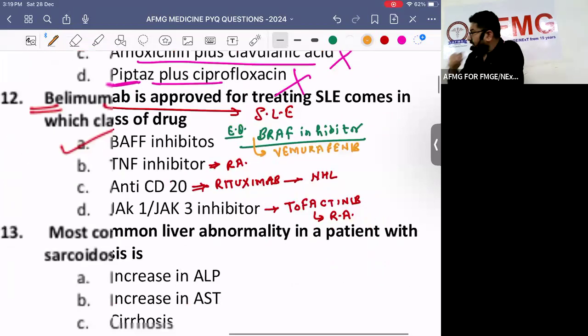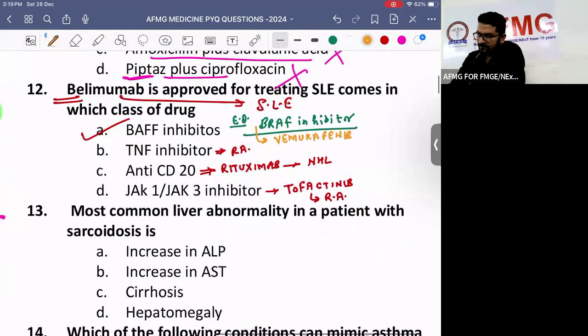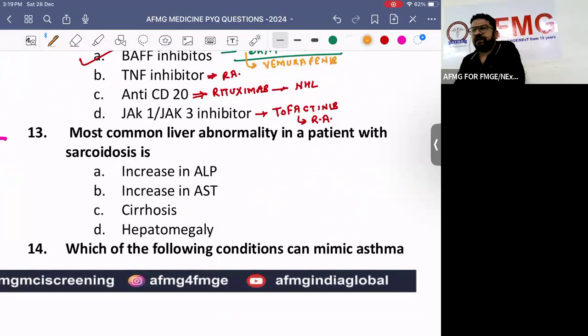So BRAF inhibitor is Vemurafenib. Okay, moving to next. Most common liver abnormality in patient with sarcoidosis. Most common liver abnormalities in patient with sarcoidosis.